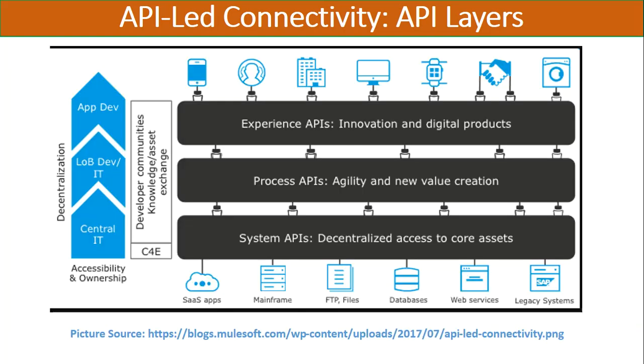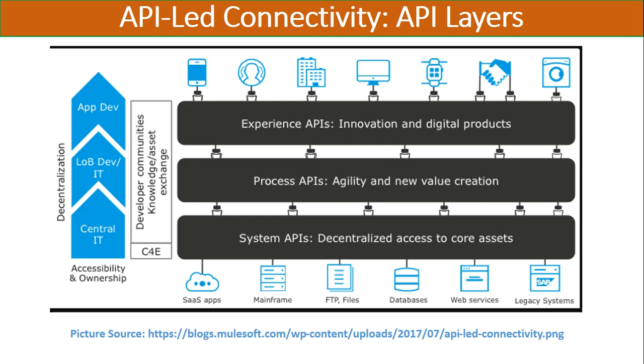Here is a diagram which I took from the official blog of MuleSoft. I have put a link to this picture as well, and this picture very much explains what I have explained in the previous slide. And here you can see that we have plenty of clients. We have IoT, mobile, web, and different types of clients which are going to use our experience APIs. And then we have process APIs for agility and value creation, and underneath we have system APIs for the decentralized access to the core assets.